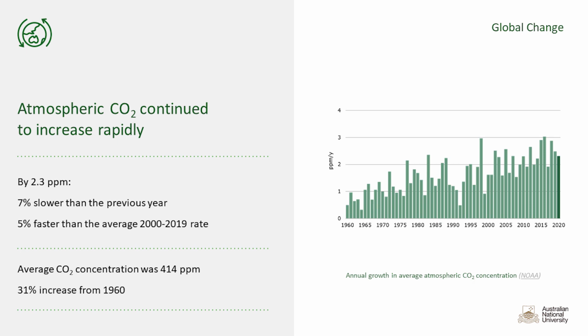Atmospheric CO2 continued to rise in 2020. Concentrations increased by 2.3 parts per million. That is 7% slower than the previous year, but still 5% faster than the average 20-year rate. Average CO2 concentration was 414 parts per million, and that is a 31% increase from 1960.